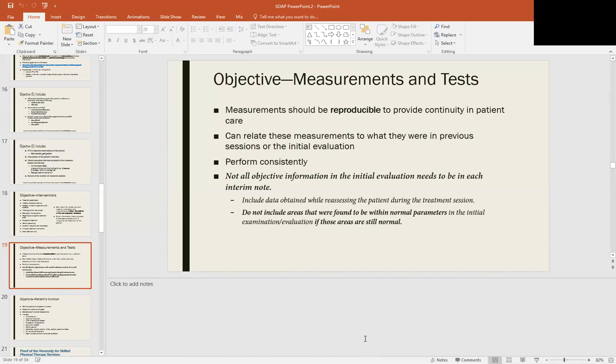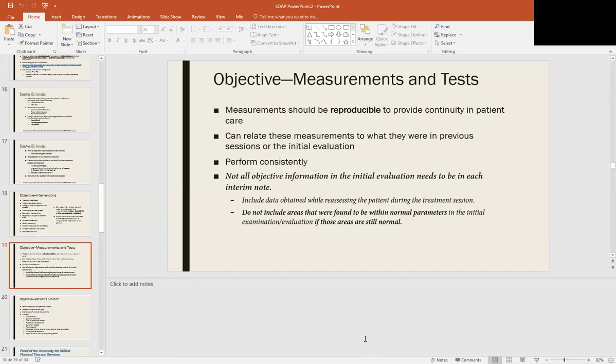So let's say we're working on shoulder flexion range of motion, and at the initial evaluation they had 80 degrees of flexion. On their next visit, they improved to 100 degrees of flexion. And today when you're seeing them, when you measured, they improved to 110 degrees of flexion. So you could write a little statement on how it was 110 this session, and it was, I don't remember what number I said, 100 last session. You want to perform these tests and measures consistently.